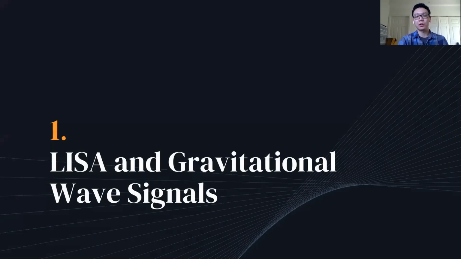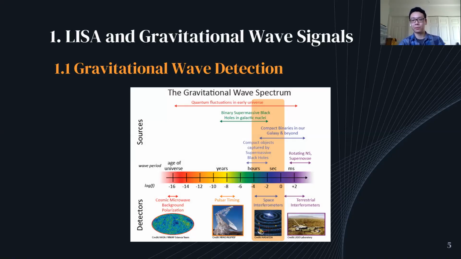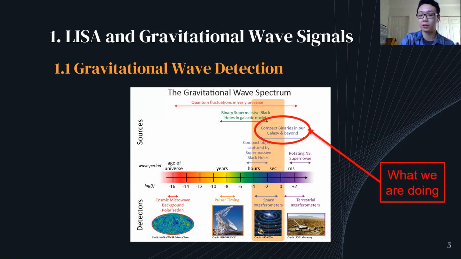So first, LISA and gravitational wave signals. I am sure many of you will be familiar with this picture. The LISA detection frequency band is the richest part of the gravitational wave spectrum. Among the predicted detectable objects, which I will not speak about individually in detail, one of the most significant and the most numerous types of sources is the compact binaries in the galaxies. And that is the focus of this project.